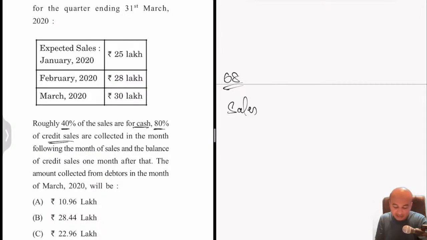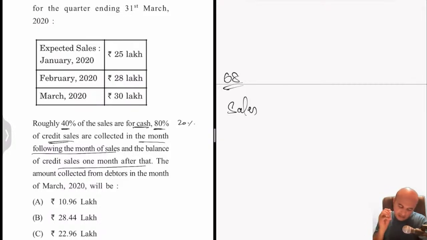80% of the credit sales, remaining 60, but out of that 60, 80% are collected in the month following the month of sales. That means if you sell in Jan, you will collect in Feb. If you sell in Feb, you will collect in March. And the balance of credit sales 1 month after that. That means remaining 20% after 2 months of the date of sale. So that is what we have to remember.